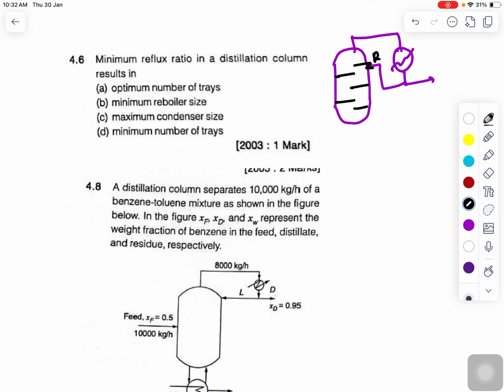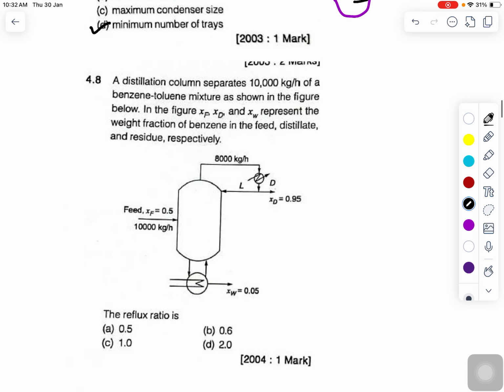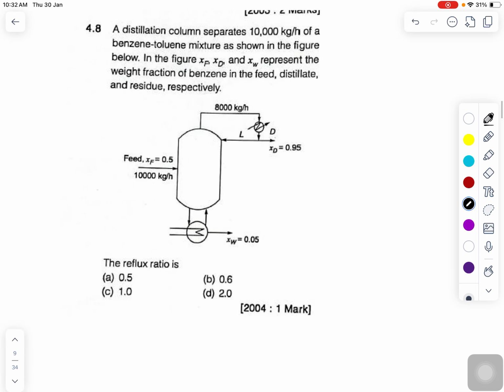But if you are increasing the reflux, then that requires the maximum number of trays or more number of trays for the distillation column. So let's say if you want to write the answer, then option D will be your correct answer. That is the conceptual question.